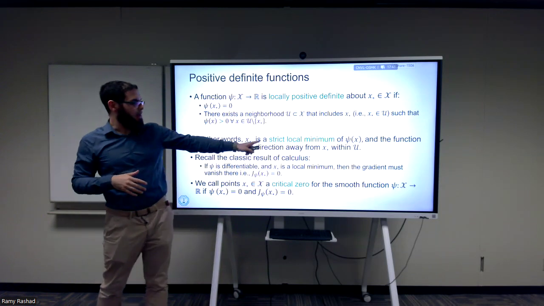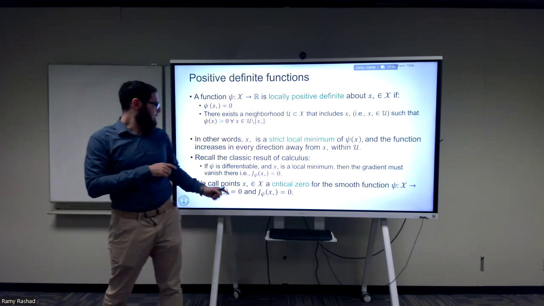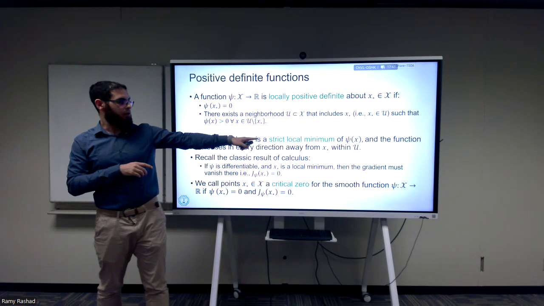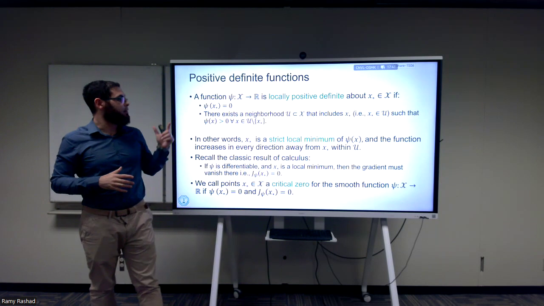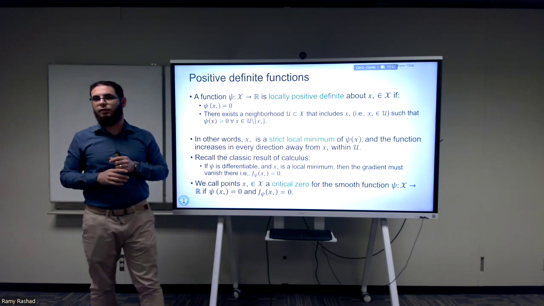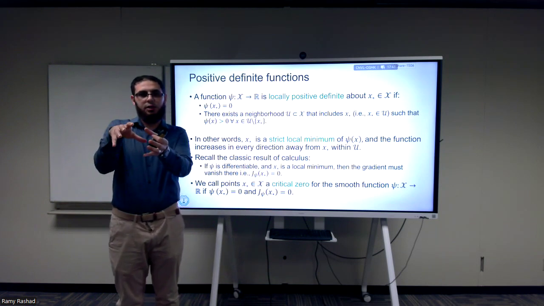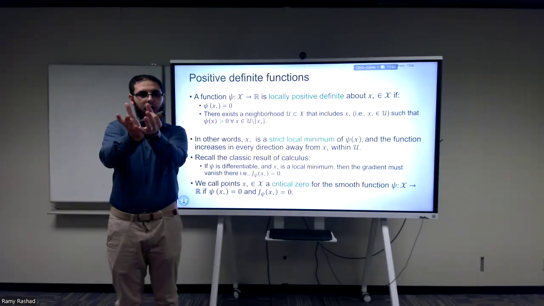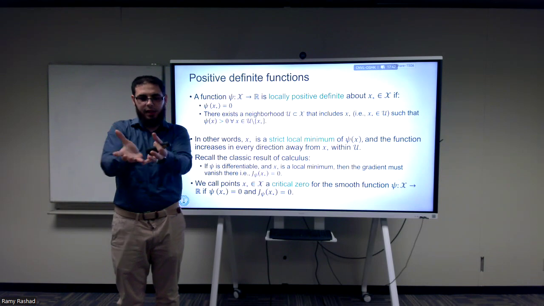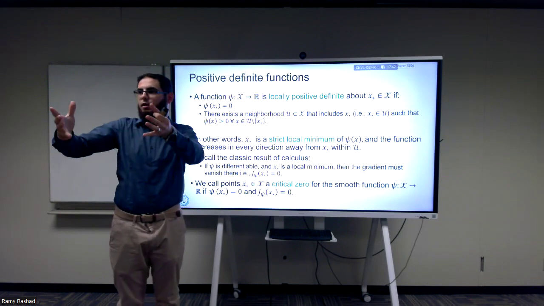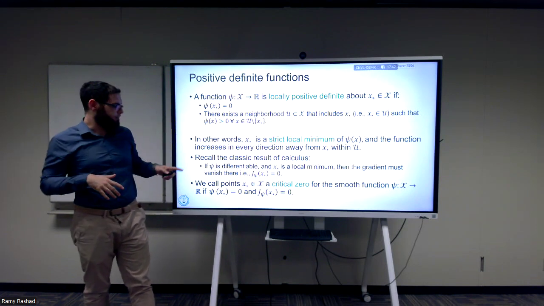If x star is a strict local minimum of psi, and the function increases in every direction from x star within this neighborhood, then we say that psi is a locally positive definite function. Okay. It means that if you zoom into this function, again, take the 1D example, you're going to find that it looks like a bowl, right? Just like a parabola locally. If you look at it in 2D, then you have a paraboloid that goes in 2 dimensions. And again, you can generalize this to n dimensions.